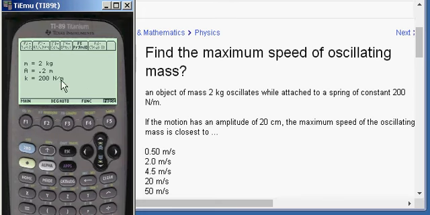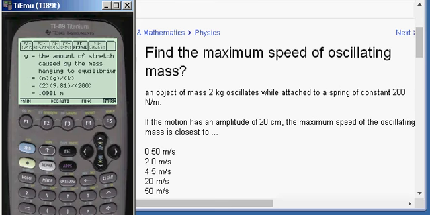I always show you what you've entered. You can change it if you want. I say this is all right. Mass is equal to 2 kilograms. Amplitude is 0.2 meters, and the constant is 200 newtons per meter, okay? Say it's okay.